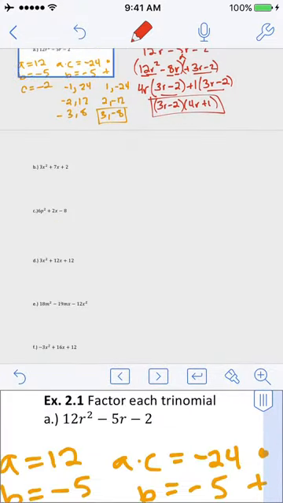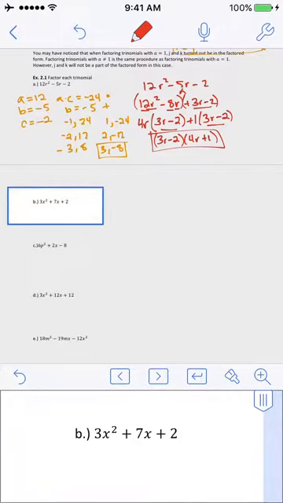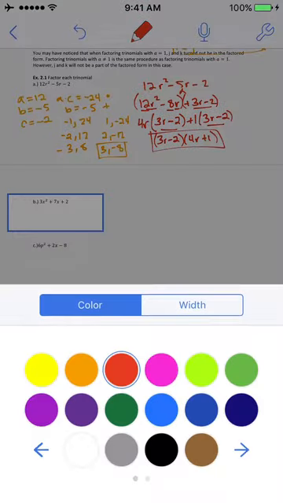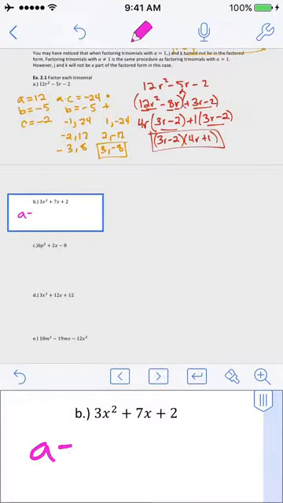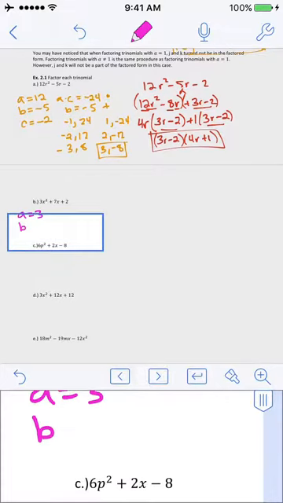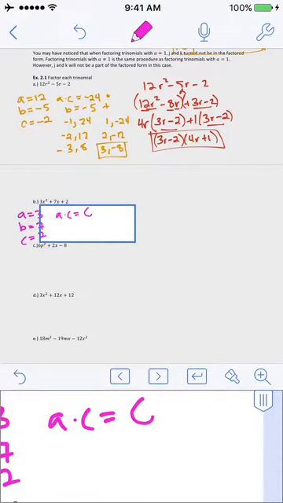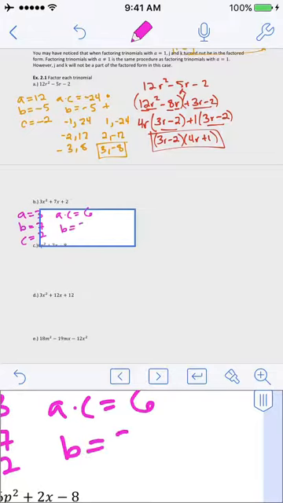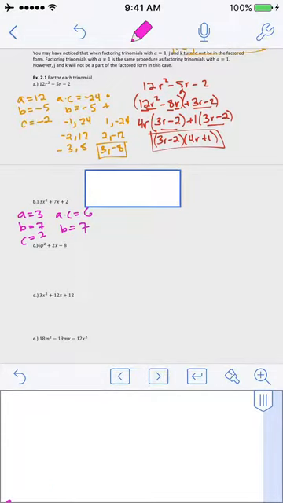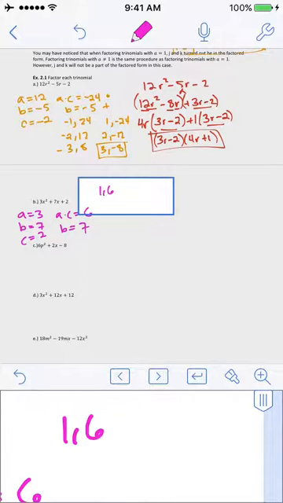All right, let's do another one, let's do B. So I've got a is equal to 3, b is equal to 7, c is equal to 2. A, b, c. A times c, this time, is equal to 6. B is equal to 7. Now you may be thinking, we already know this one doesn't work. Be careful. Last time a times c was 7 and b was 6. It was flipped, so this one may actually work. Let's look at the things that will multiply to 6. We have 1 and 6. Oh, and those add to 7. Cool, that was really fast.